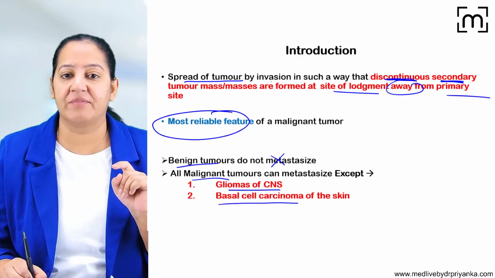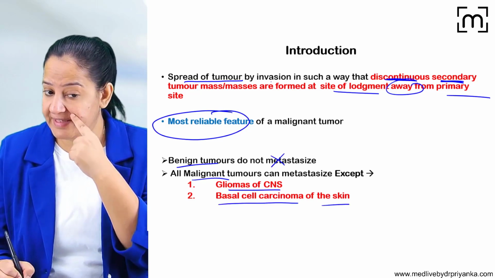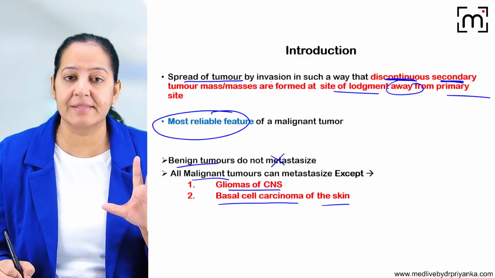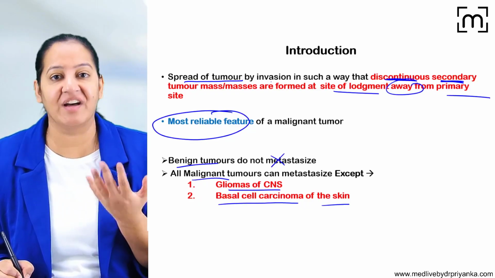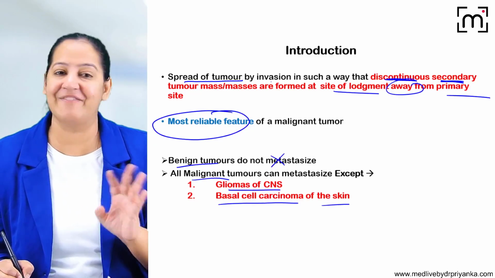And basal cell carcinoma of the skin. Usually it occurs on the face here and it is known as rodent ulcer. It is also a malignant tumor. Looking at the morphology, they show the features of neoplasia. They are malignant, but they never show metastasis.